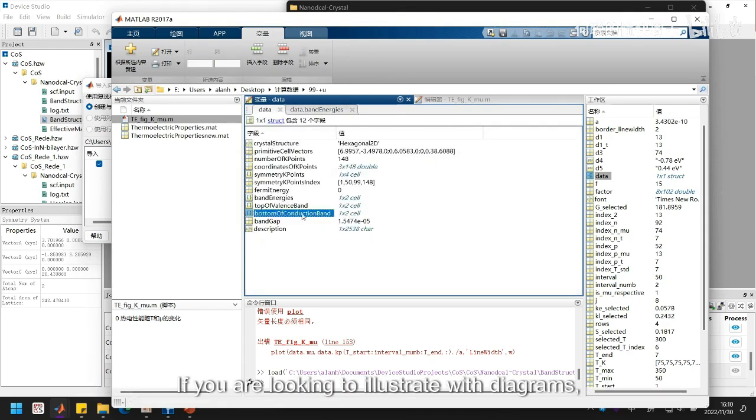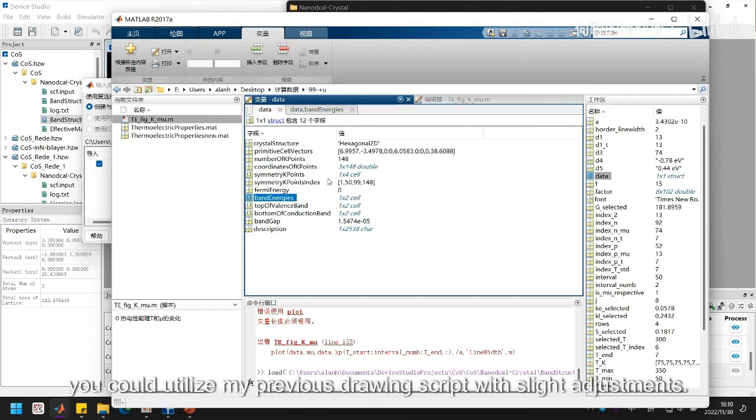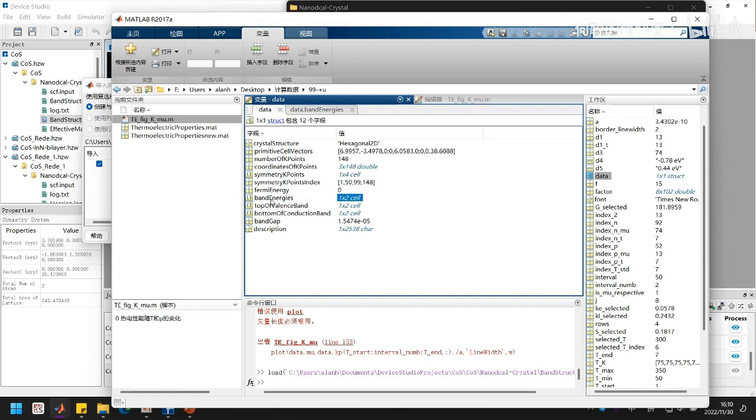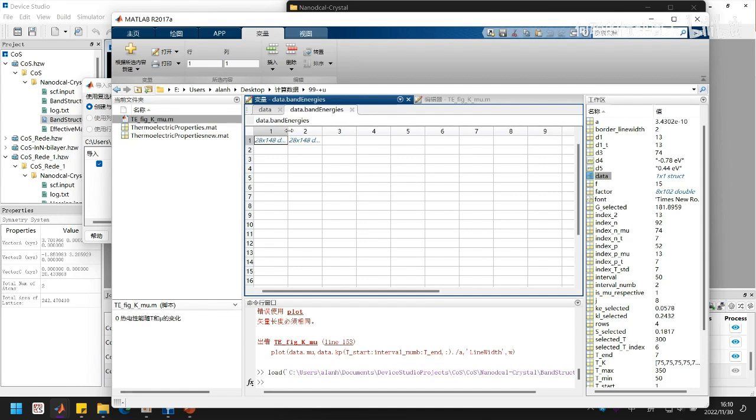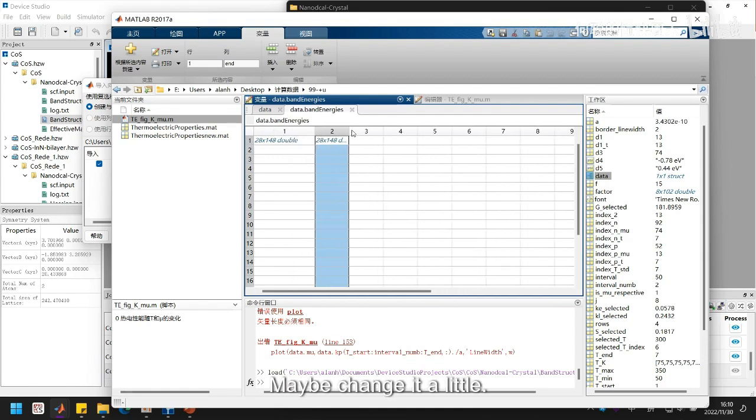If you are looking to illustrate with diagrams, you could use my previous drawing script with slight adjustments. This has the potential to bring in this specific index, this subscript. Modify the related subscript accordingly. Maybe change it a little.